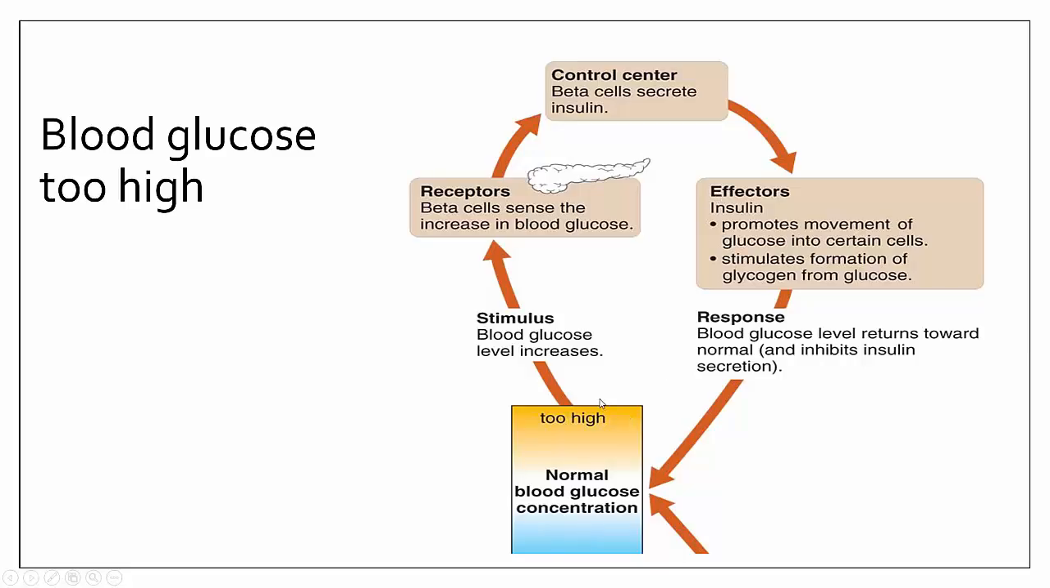Blood glucose too high, the glucose level increases. Your beta cells sense that increase in blood glucose, and the beta cells secrete insulin. The effectors, insulin promotes the movement of glucose into certain cells and stimulates the formation of glycogen, and the blood glucose level returns towards normal.